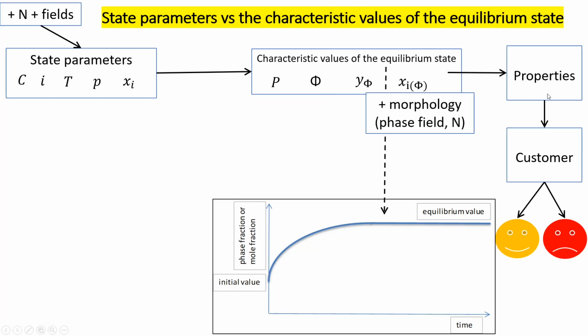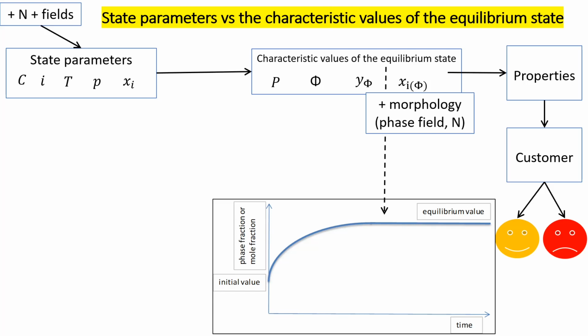But the properties are determined by these characteristic values, and therefore we have this logical chain. State parameters determine the equilibrium state. That determines, together with morphology, the properties, and then the properties determine the happiness or unhappiness of the customer, and that determines how long you can work for good salary in that company. If the customer is satisfied, then you have a safe job. If the customer is unsatisfied, then we have a problem.